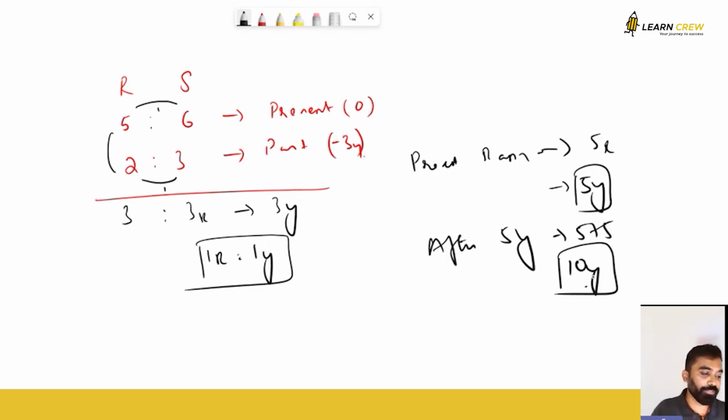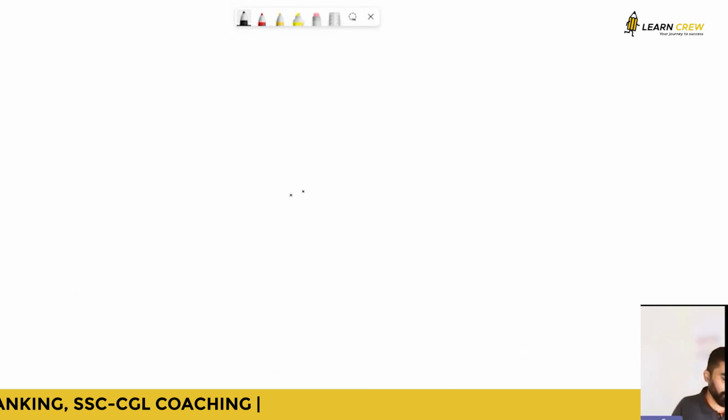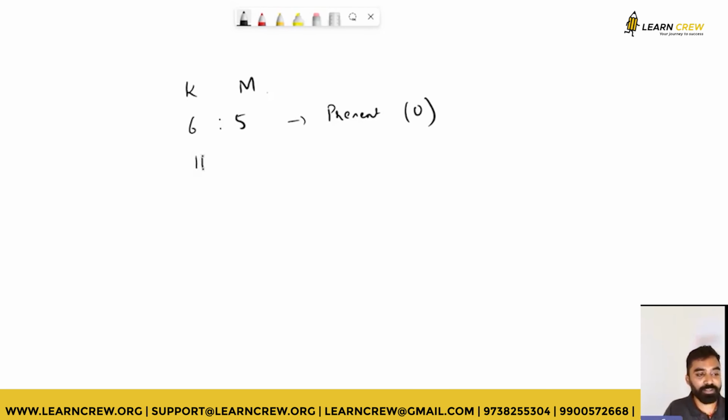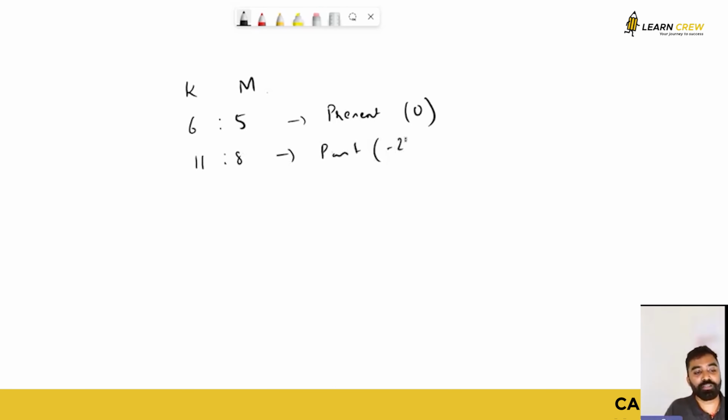Now the 21st. What's the answer you got? Everyone observe the 21st question. The ages of Krish and Megha are in the ratio 6:5. This is the present. 21 years before, the ratio was 11:8. That is the past, minus 21 years.